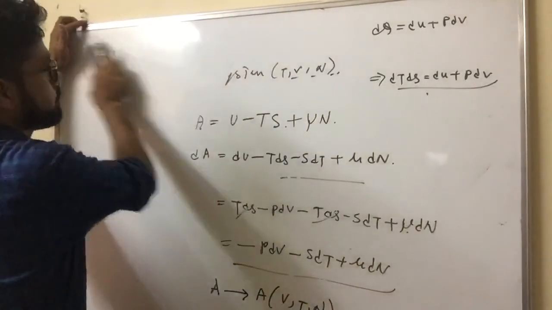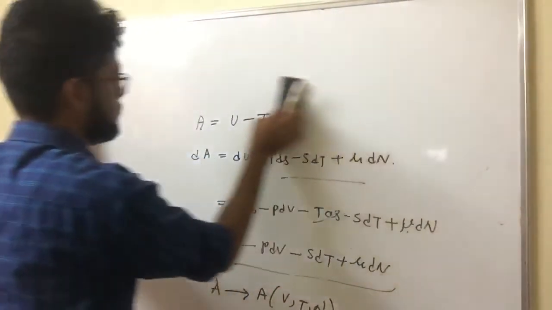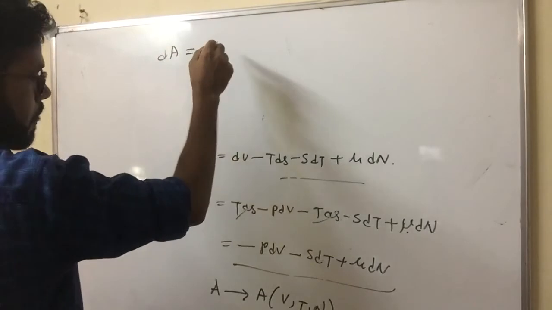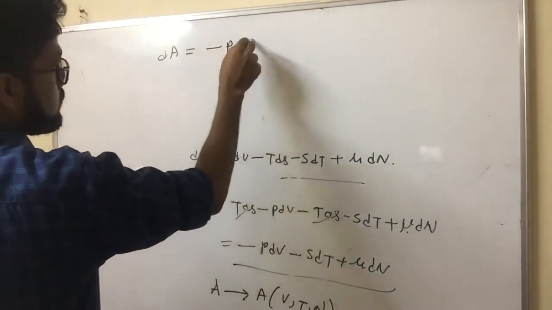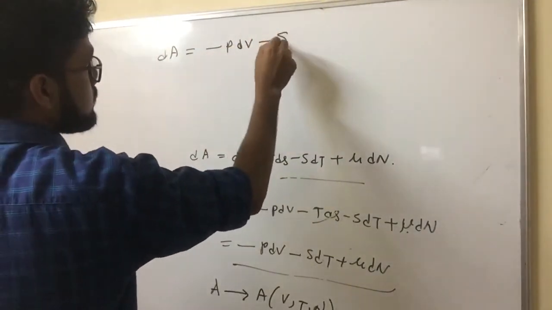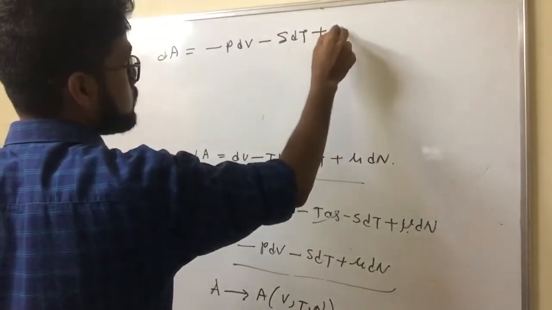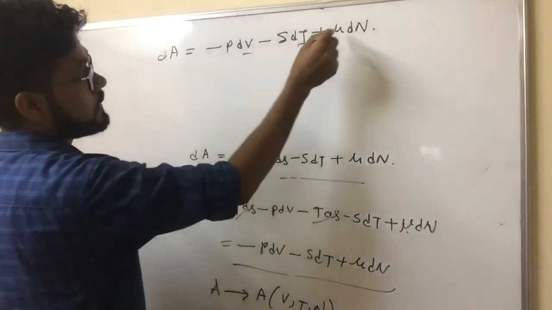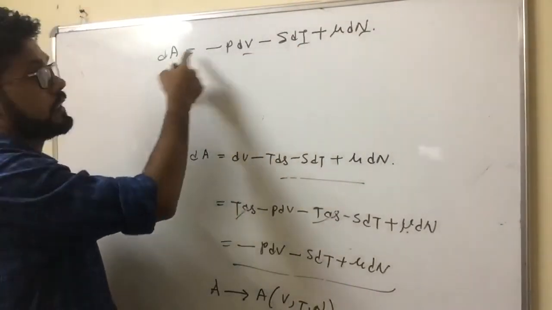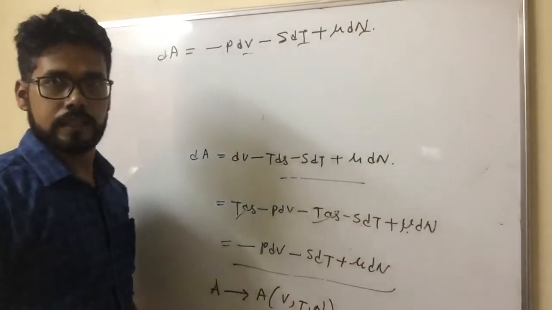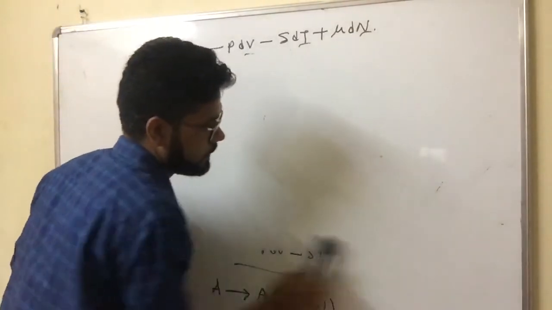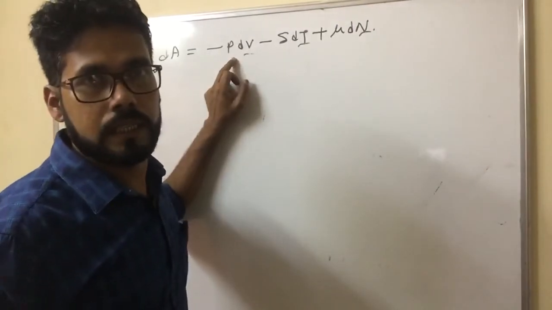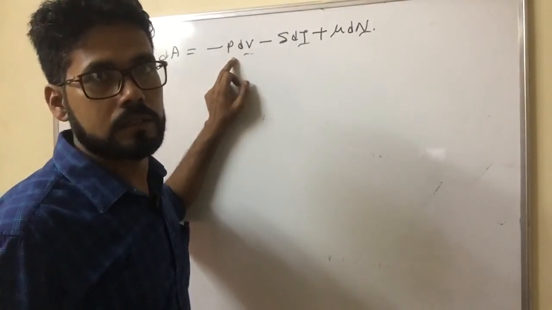Now finally I derive dA equals minus P dV minus S dT plus mu dN. This is the relation. This is dV, this is dT, and this is dN. That is why A is a function of V, T, N. This is how we can identify it. Number one, I have to calculate from here: what are the parameters I can calculate from the partition function of free energy?